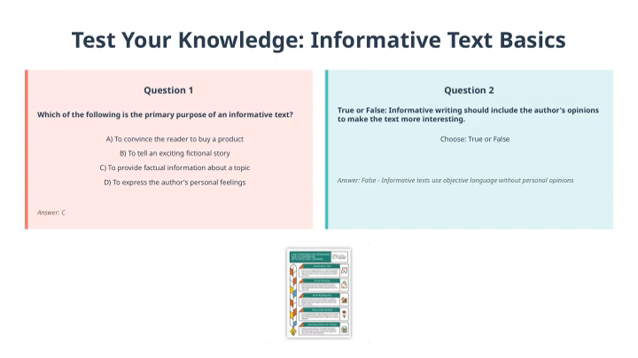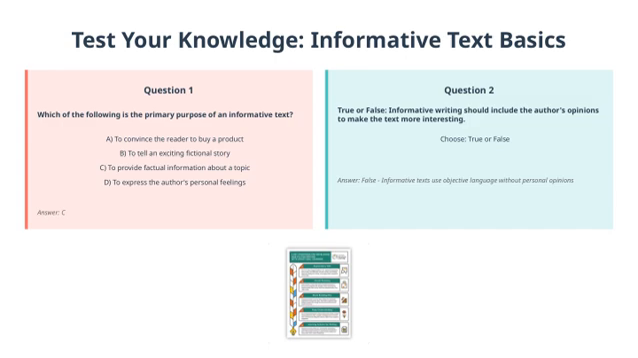This highlights that the main goal of an informative text is to inform, not to persuade or entertain with fiction. Now, moving on to question 2. It asks whether it's true or false that informative writing should include the author's opinions to make the text more interesting. The answer here is false.